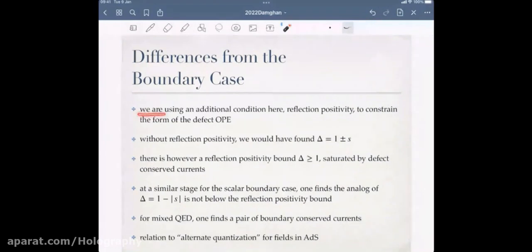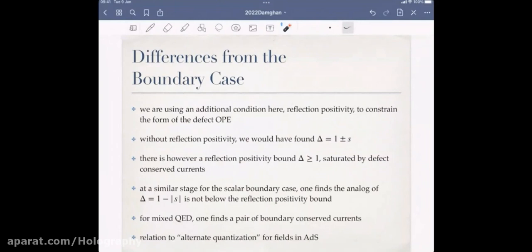I've been using an additional condition here that I haven't said anything about. I'm using reflection positivity, or unitarity in the Lorentzian case, to constrain the form of the defect OPE. So without the reflection positivity, I actually would have found a couple of different options for the dimension of these vector operators, psi and phi. So I found that they were 1 plus S. But in fact, 1 minus S is also allowed if S is positive.